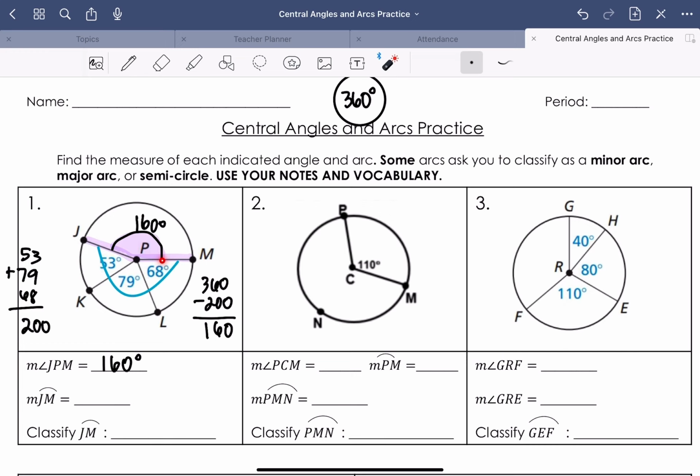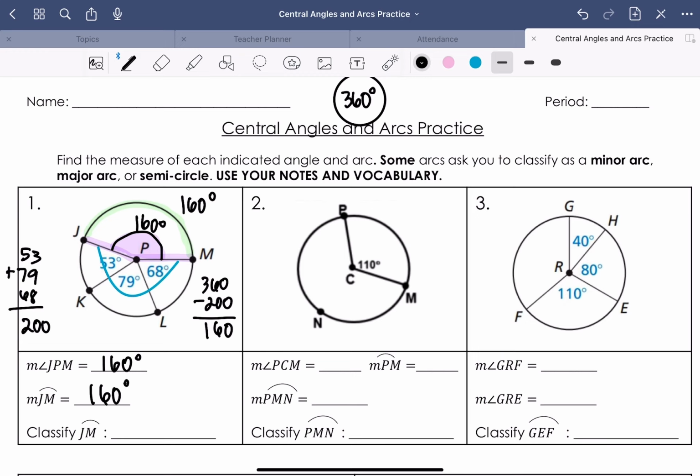Again, that only applies to angles that are at the center of the circle, where my vertex is here at the center. That means arc JM, let me highlight it, is going to be the same measurement as the angle that is intercepted by it. So it's also going to be 160 degrees.